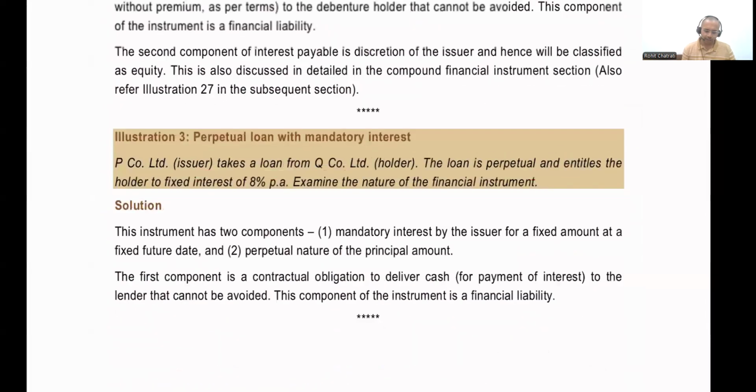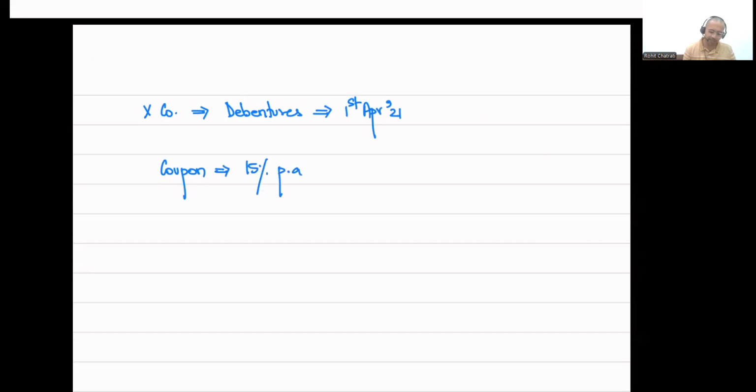Now, if I start plotting down the facts, there is a company, X Company Limited, that has issued these debentures. Let us assume that these debentures are issued on 1st April 2021. The question has mentioned that the coupon on these debentures is 15 percent per annum.